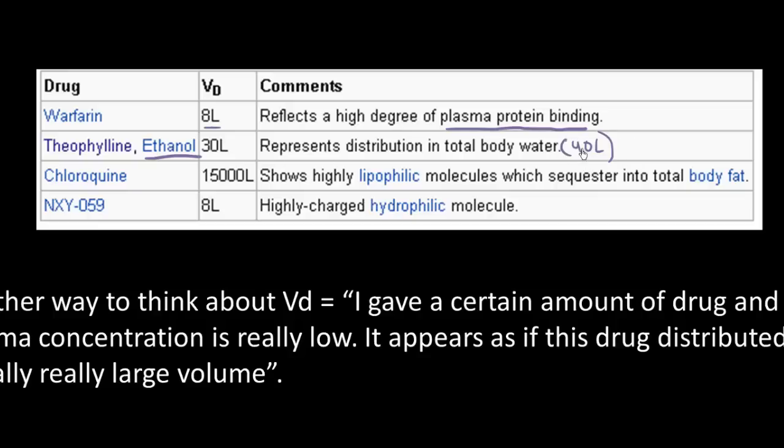It goes from intravascular to extravascular, intracellular to extracellular. It distributes evenly. Now here's chloroquine, a famous drug that's been used to treat malaria. Look at this volume of distribution. It is 150,000 liters. What that means is that I give a certain dose and the plasma concentration is really low. Where did all that drug go? Well, here it says it's a highly lipophilic molecule which sequesters into the body fat. So high volume of distribution means it's in the extravascular space. Finally, some experimental drug, volume of distribution of 8 liters, so we'd say that's low, and this is because it's a highly charged hydrophilic molecule.